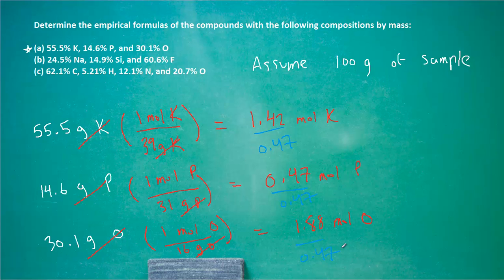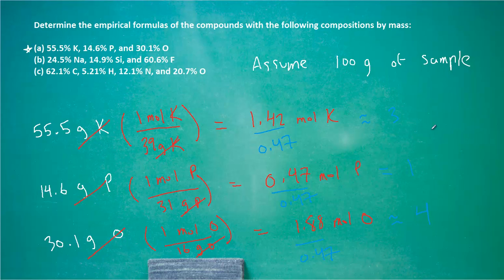And that's always the trick to doing these questions. You're always going to divide by the lowest number of moles, never the highest or any other number. So after that step, you should have obtained the following whole numbers for each element. This was approximately 3, this one would equal 1, and this was approximately 4.